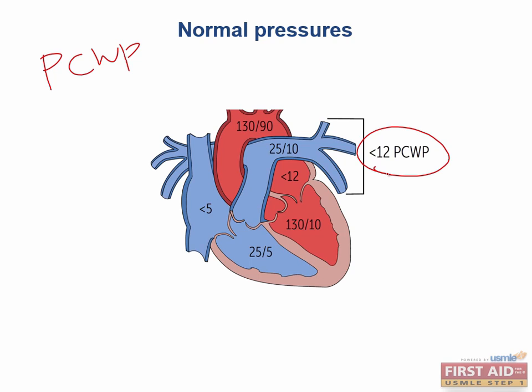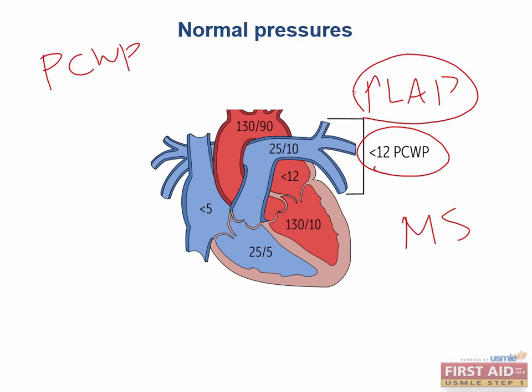Now in a situation such as mitral stenosis, there's going to be a buildup of pressure in the left atrium. So the pressure is going to be high. And this is going to be because the stenotic valve does not allow sufficient emptying of the left atrium in diastole. So this is a condition in which you would see increased pulmonary capillary wedge pressure or increased left atrial pressure because of the backup of pressure.